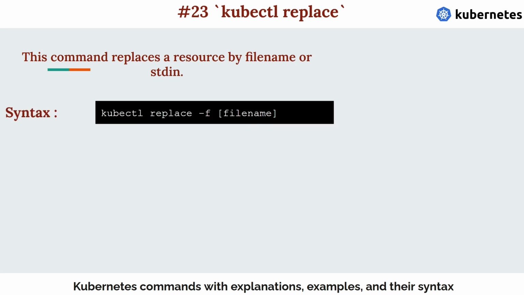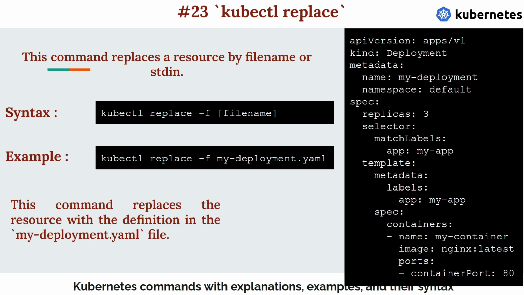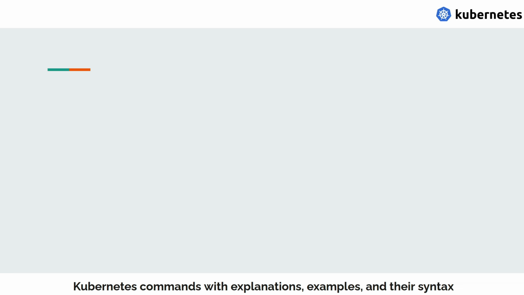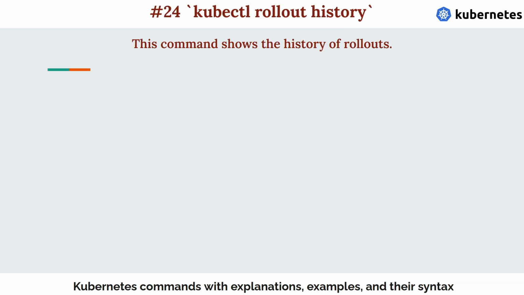Let's see the syntax. The usage of the kubectl replace command starts with the kubectl replace keyword and file name. This command replaces the resource with the definition in the MyDeployment file. Next command is kubectl rollout history. This command shows the history of rollouts.